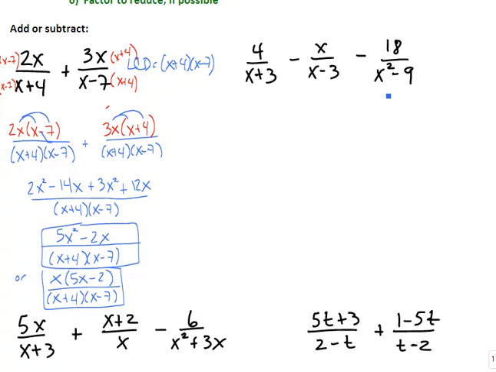So let's try that with this next example. Our denominators are x plus 3, x minus 3, and x squared minus 9.